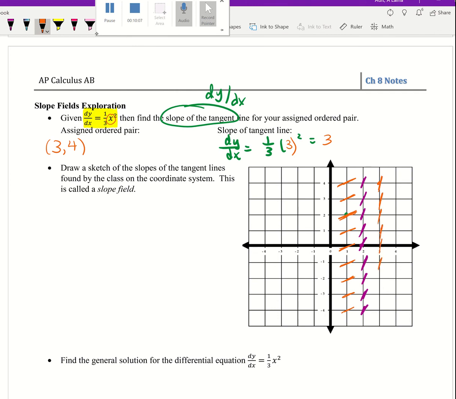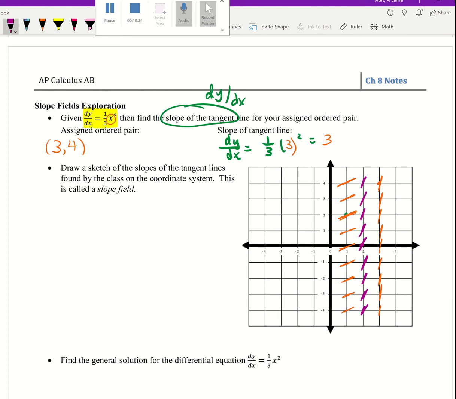It is rather challenging. People get really nervous, like, how do I know exactly how steep it is? Yeah, no one's going to really judge you too much on that. And notice that all of those along that x would have that same slope. I'm creating what's called a slope field.